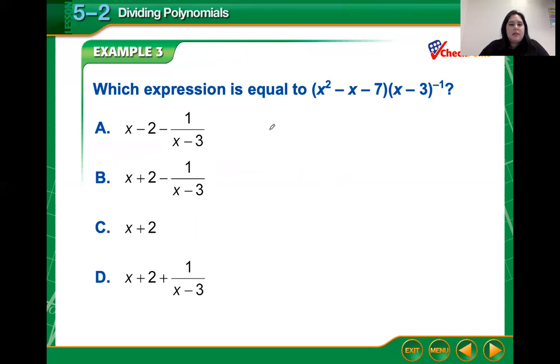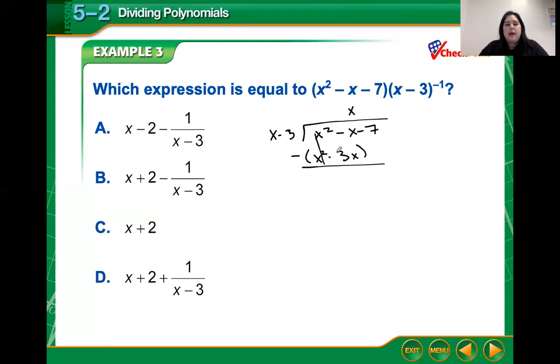All right, so we're going to get started. So we have x minus 3 dividing x squared minus x minus 7. So I'm going to think of, well, x times x gets me x squared, so I'm going to multiply by x. When we do that, we get x squared minus 3x. So x squared minus x squared is 0. Negative x minus negative 3x is positive 2x. So I'm going to now bring down the negative 7.